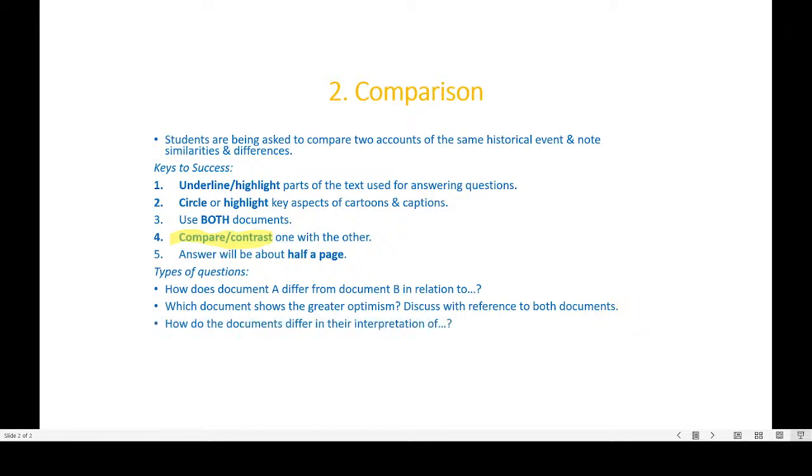And then finally, a type of question: how do the documents differ in their interpretation of? I should just note, these aren't the only types of questions that can come up here. They're just examples of the types of questions that are typical for a comparison question.